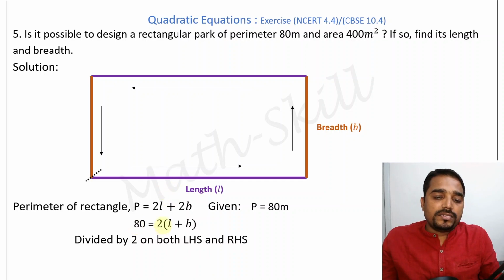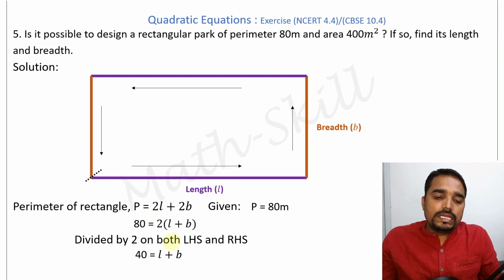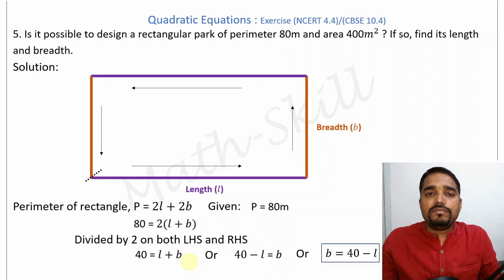So 2 on the RHS would get cancelled, and on the LHS, 2 fours are 8 followed by 0, we would be getting 40. That is, 40 is equal to L plus B. Since there are 2 variables L and B, let us take, suppose, B in terms of L. So let's transpose the L towards the LHS, that is 40 minus L is equal to B, or B is equal to 40 minus L. We have found a condition for B in terms of the length of the rectangle. Now let us see how to use the next condition.